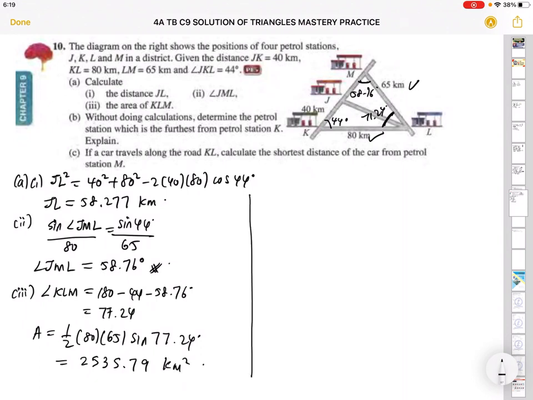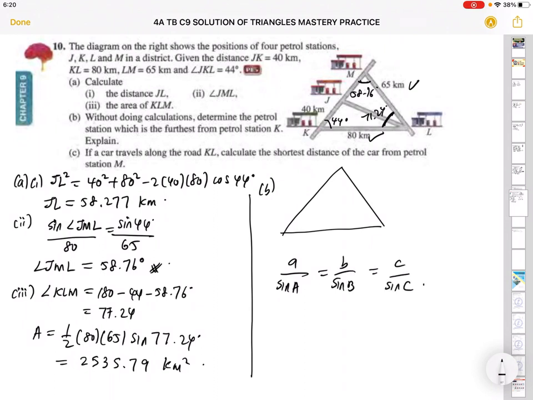Without doing calculation, determine which petrol station is the furthest from point K. Explain. Okay, now when you look at the triangle, you all know about this. I hope you know, right? When we use sine rule, notice that the ratio of the length A over sine A is the same as B over sine B equals C over sine C. And also notice that when your angle increases, your sine of your angle increases. So if you have the largest angle, then the opposite length will be largest as well.